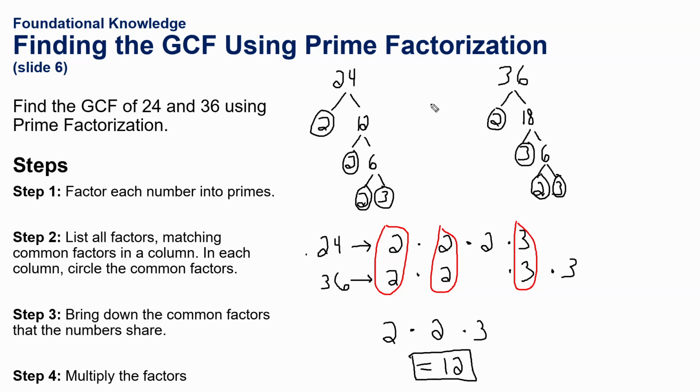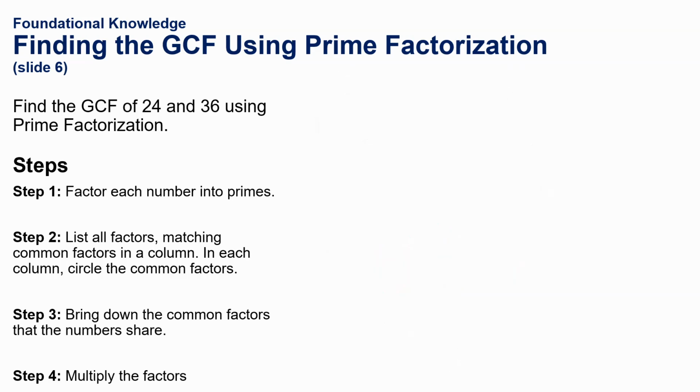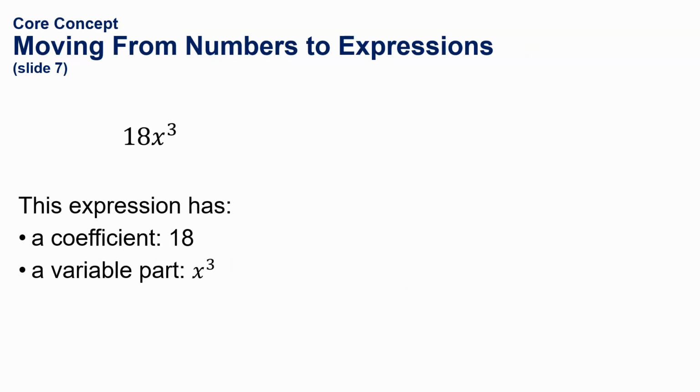So we will be using this method of finding the greatest common factor using prime factorization to help us with the more complex problems that we're going to look at when we're trying to break down the greatest common factor within polynomials, essentially. So now we're moving from numbers, 24 and 36, to expressions. First off, this is what's called a polynomial. In algebra, expressions may include numbers and variables. In this expression, we have 18. 18 is called a coefficient, and we have a variable part, x to the third power.